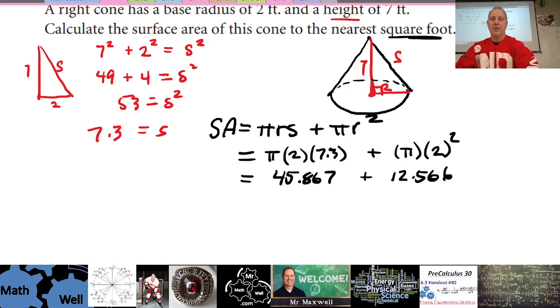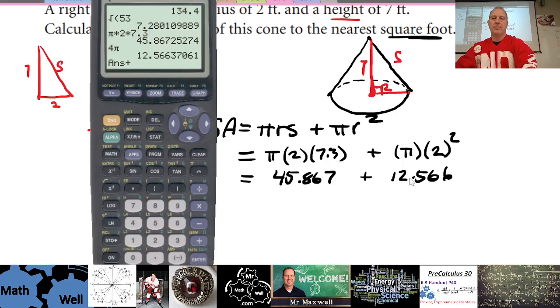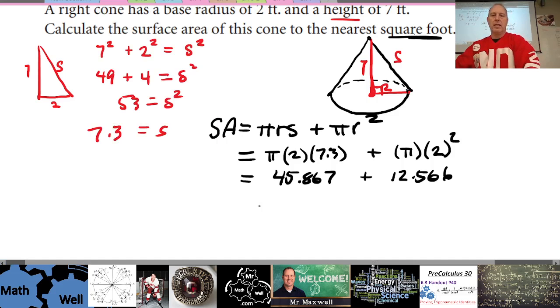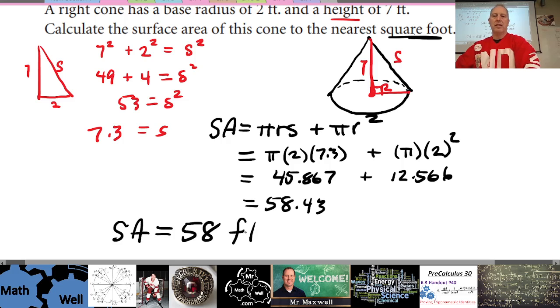So I simply add those numbers together. If you just hit plus after you've determined a value on your calculator, your calculator will just take that answer and recopy it for you. So you just hit plus, don't clear it, and then type in the other one, 45.867. And I get 58.43. And to the nearest square foot, the surface area here then should be 58. And the units are feet squared. Make sure you have the units.